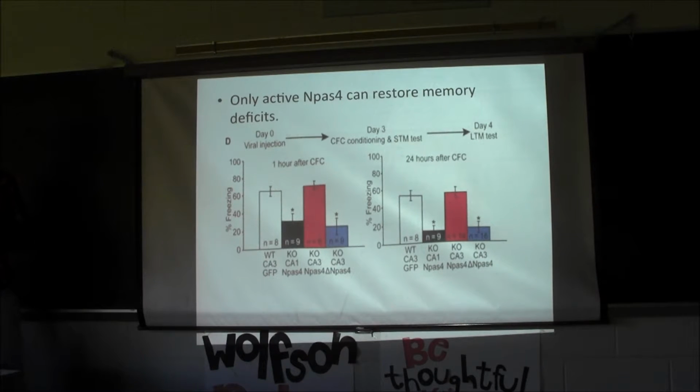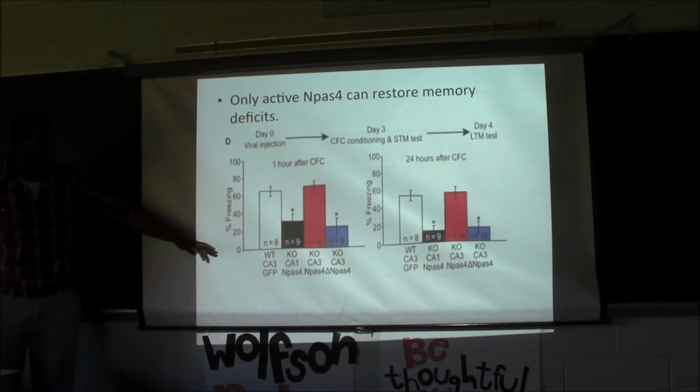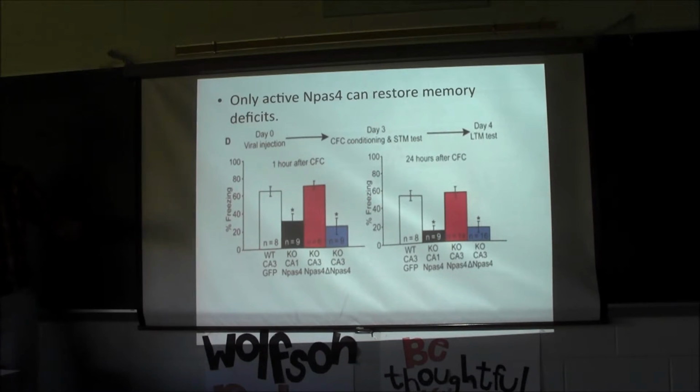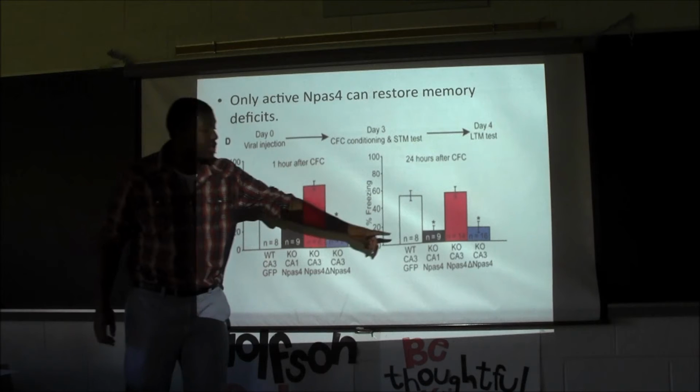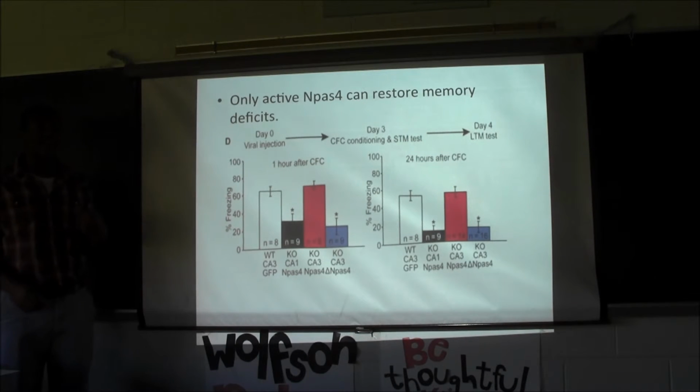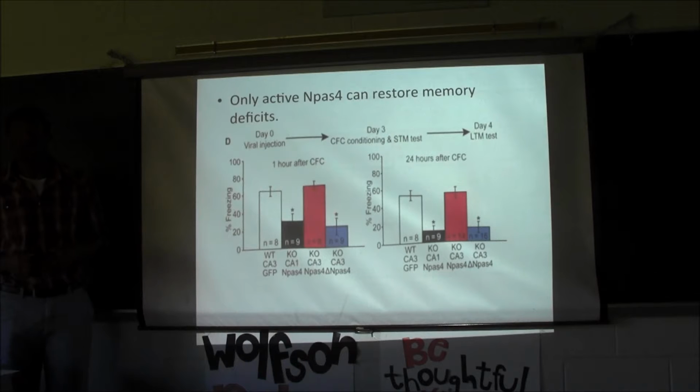After that, they did one last test. They wanted to see if it was possible to restore the deficit of memory. They had the same three groups, except this time they had a fourth one, and they added NPAS4 to all three knockouts again. But for the third one, they injected an inactive version, so basically it wouldn't express. They wanted to see if NPAS4 just needs to be present or if it actually needs to be expressed for memory to be encoded. After they did that, you can see that one hour afterwards, only the CA3 region with active NPAS4 worked, and at 24 hours the same thing. So basically it's saying that you need to have NPAS4 expressed in the brain in order to restore memory or encode it.